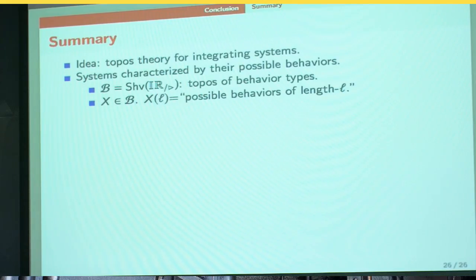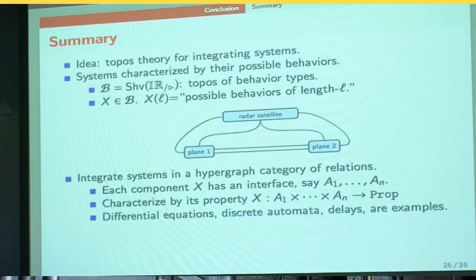I'm just going to summarize what's been said so that I'll be on the screen if you want to ask questions. So we're writing down a topos for integrating various systems. And the systems are characterized by what their possible behaviors are. Are they real valued functions of time? Are they discrete signals? Or what are they? And B is the topos of behavior types, and a sheaf in it tells you the possible behaviors of any length of time.